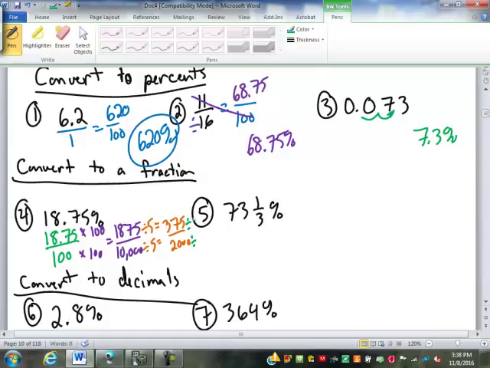And then they can both be reduced by 125 will work. 375 divided by 125 is 3. And 2,000 divided by 125 is 16. So 3/16 is that fraction.